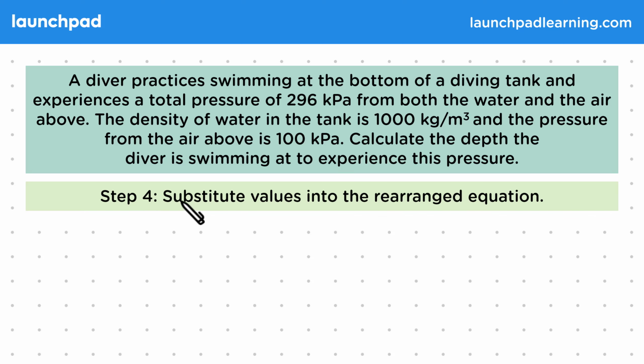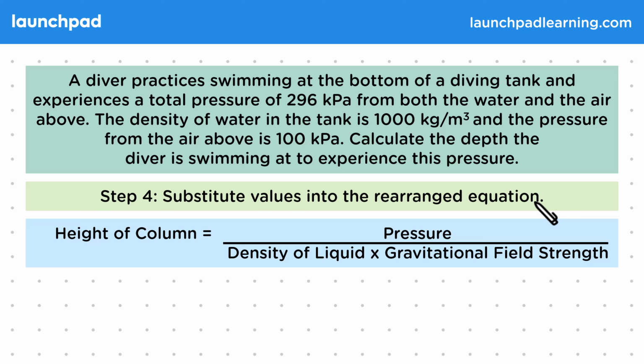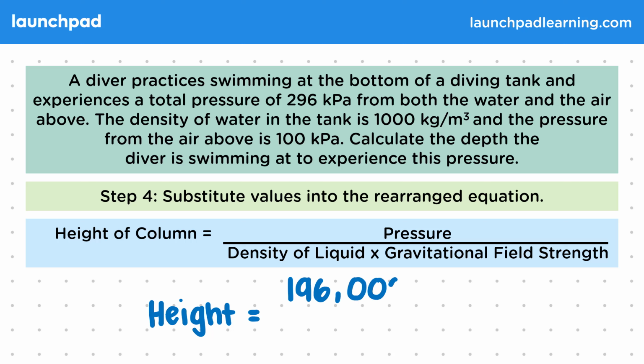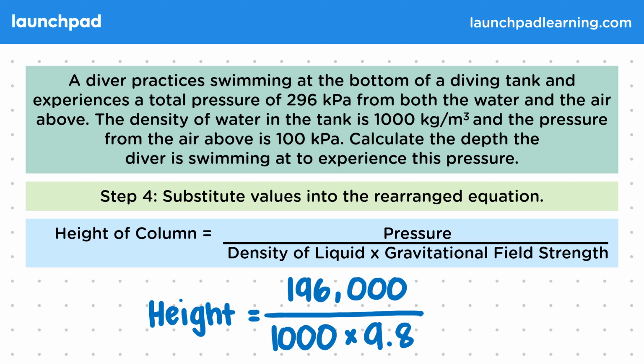For step 4, let's substitute the values into the rearranged equation. So here we've simply flipped the equation we found in the previous step, so we have the height of the column is equal to the pressure, all divided by the density of the liquid multiplied by the gravitational field strength. So the height is equal to 196,000 divided by 1,000 multiplied by 9.8. So the height of the column is 20 metres.